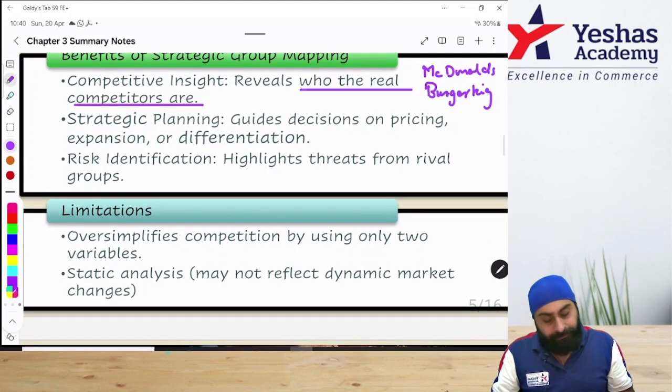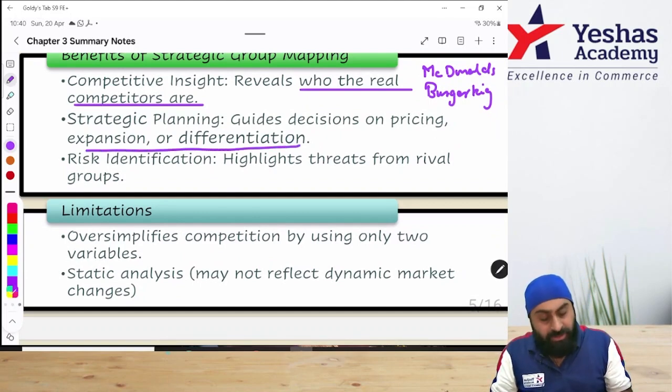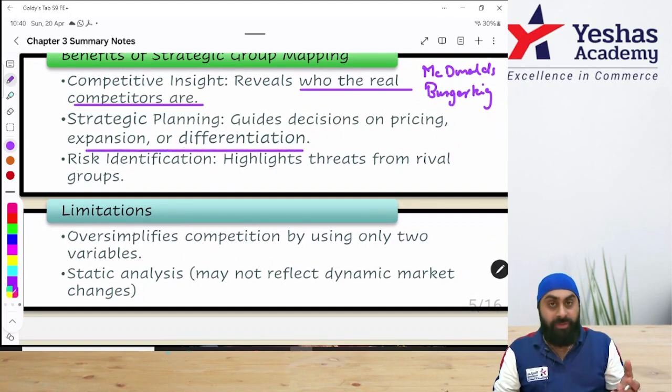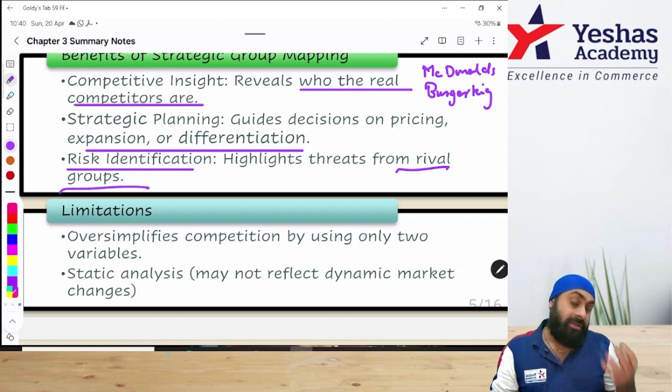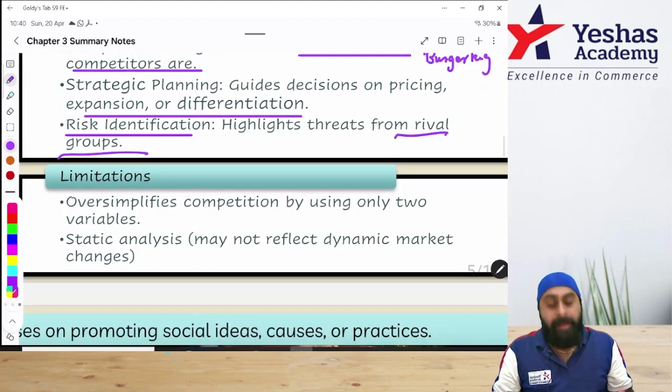Next, strategic planning: it guides decisions in pricing, expansion, or differentiation. Whenever you're grouping, this will benefit you. Risk identification: you will highlight threats from coming rival groups. That is also a very good point about it.